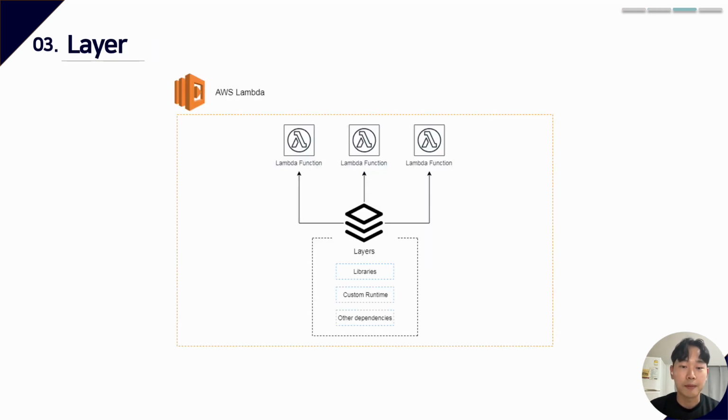To use AWS Lambda effectively, you need to understand layers. A layer is a collection of necessary files, such as libraries, needed for running Lambda functions. This layer can be shared among multiple functions and can even be used by functions in different AWS accounts.